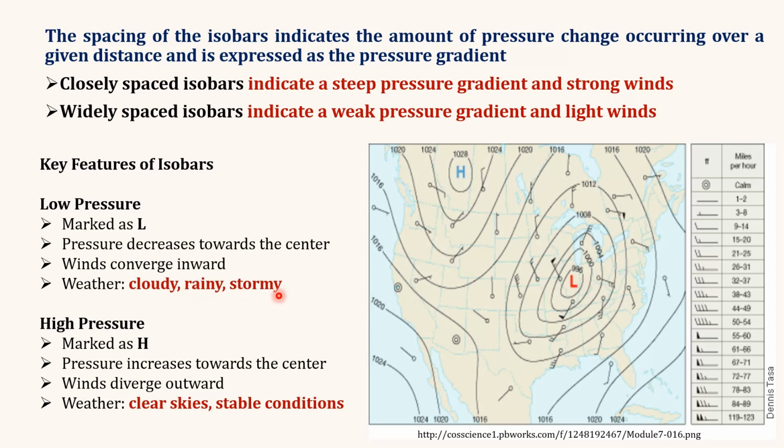The areas of high pressure are marked as H, and here pressure increases towards the center. As we can see here, 1020, 1024, 1028. And in these areas, winds diverge outward and there is clear sky and stable condition.